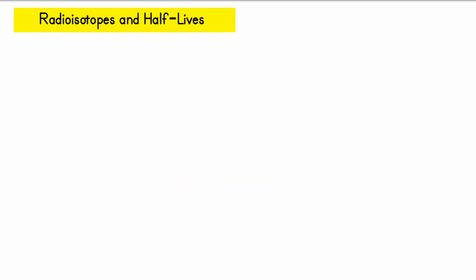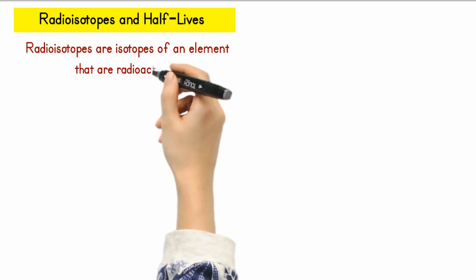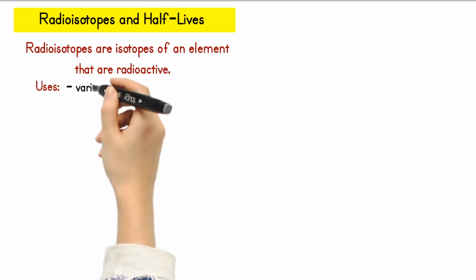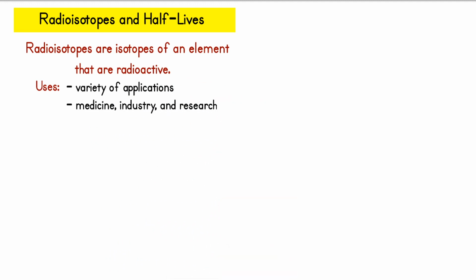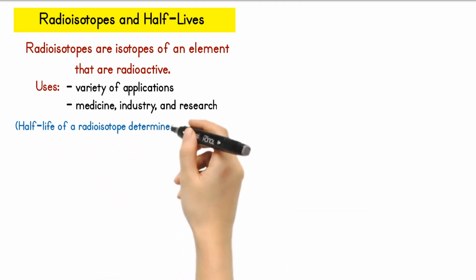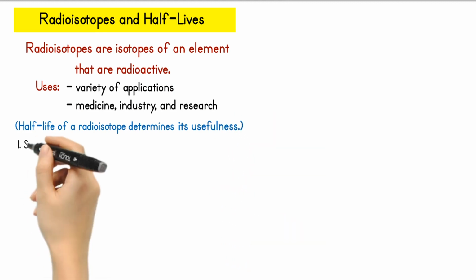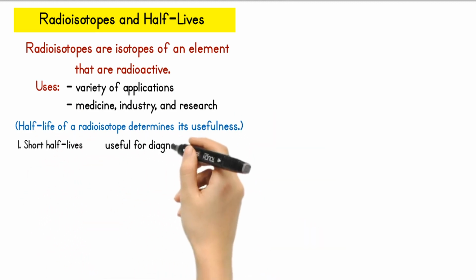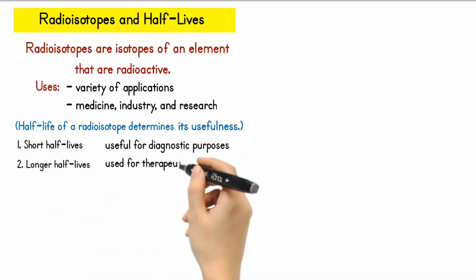Radioisotopes and half-lives. Radioisotopes are isotopes of an element that are radioactive. They are used in a variety of applications, including medicine, industry, and research. The half-life of a radioisotope is an important characteristic that determines its usefulness. Short half-lives are useful for diagnostic purposes, while longer half-lives are used for therapeutic applications.